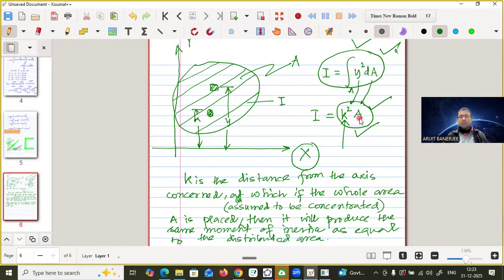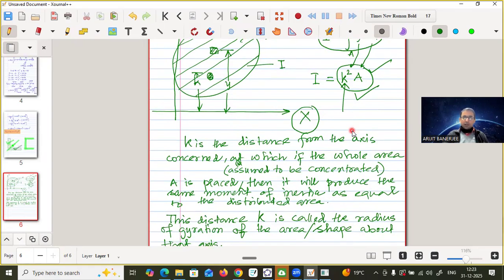Now, for a distributed area I go for integration. If the area is assumed to be concentrated at a point, then I can calculate the moment of inertia like this. In that case, I need not integrate, isn't it? So k square A simply I can write, because for this area there is no change of y, so that y will come out. So if there is some distance measured from this axis such that if I consider the whole area to be concentrated at that point, then it will produce the same moment of inertia. That is basically the radius of gyration.